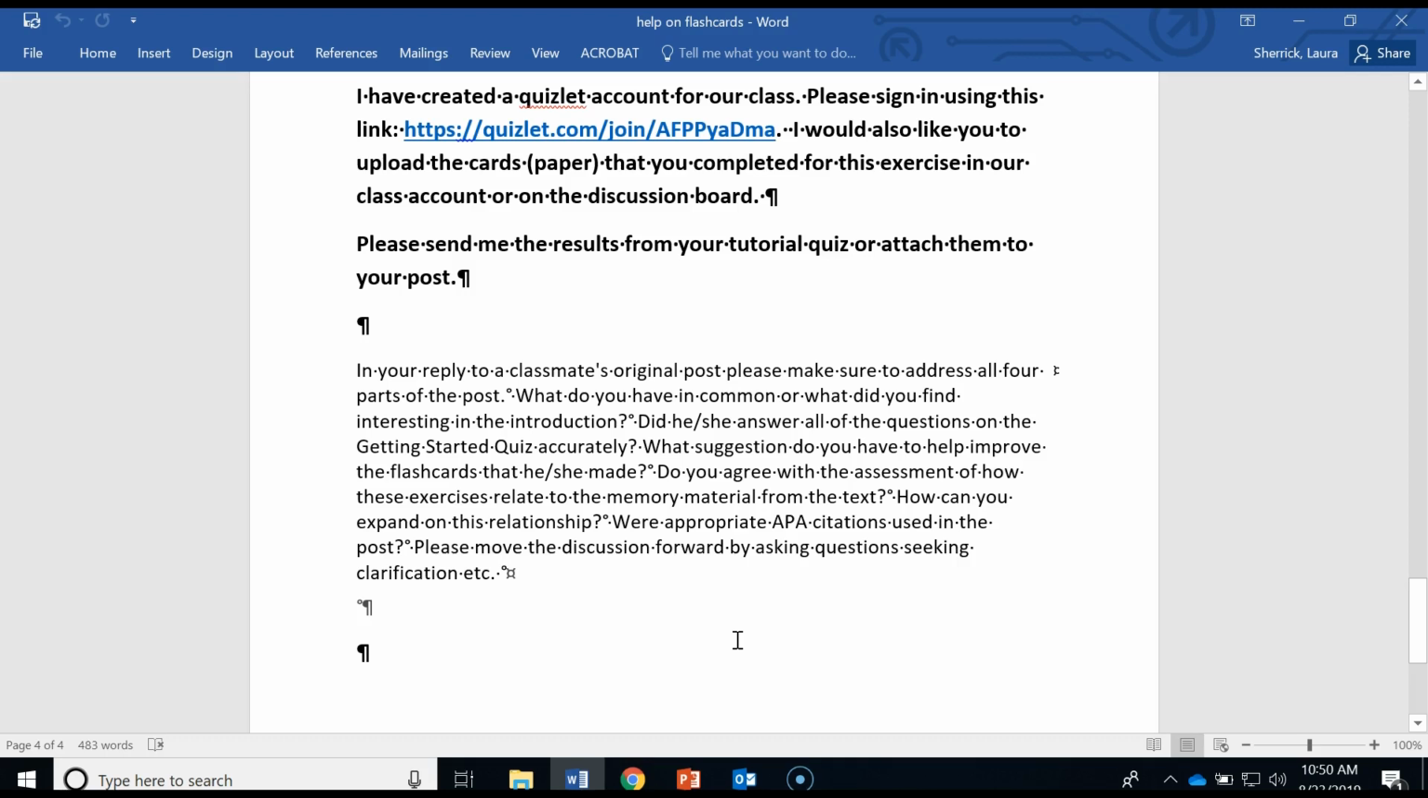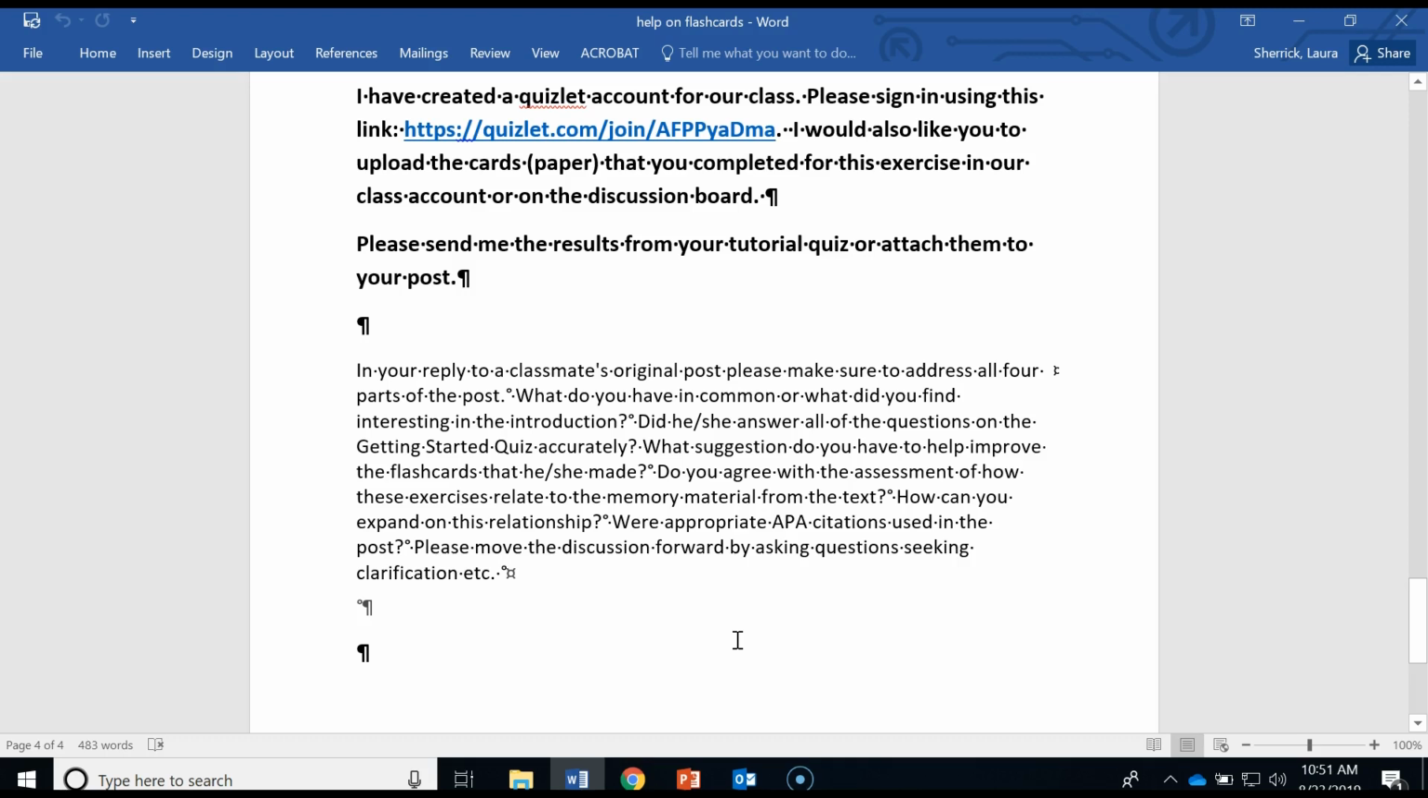Then next, I also want you to look at APA citations. Remember, there's supposed to be at least a minimum of one citation in each one. Please look at your classmates' citations, and they should have in-text citations and a reference at the bottom. So please look at both of those, see whether or not they follow the rules that we've been given, and then you might want to move the discussion forward by asking additional questions, seeking clarification. What did you not understand in their post, and so on and so forth.